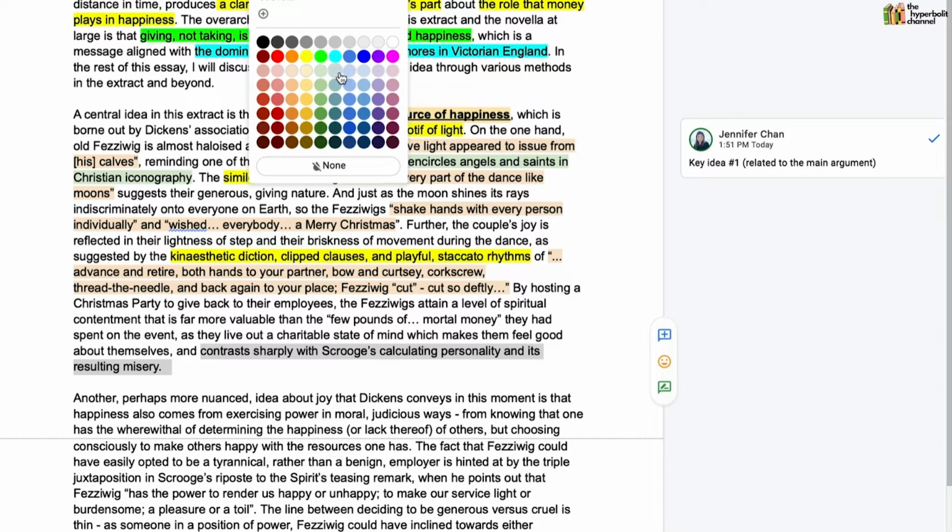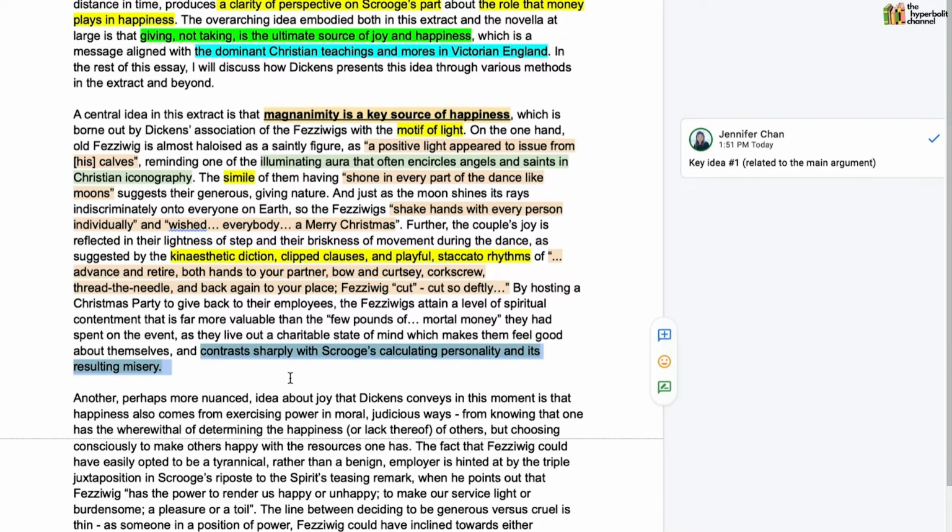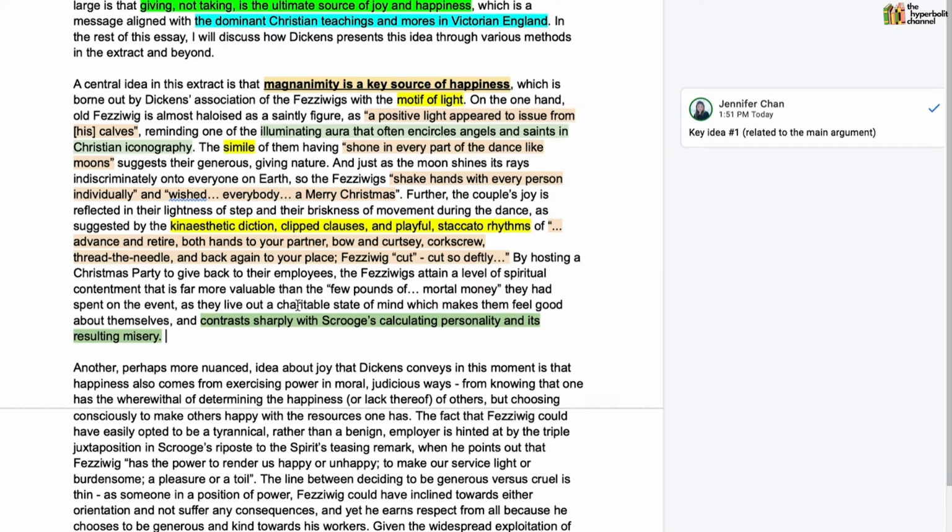So this is fantastic as well, because the student here is engaging already with the novel beyond the extract, right? As she brings in Scrooge, she brings in the older Scrooge as a foil, as a contrast to the Fezziwigs. Very clearly we see in this main body paragraph, again, the student has astutely identified some of the key author's methods with motif, simile, diction, syntax and rhythm, etc., but also, most importantly, explained their effects and how they individually illustrate this key idea, which is that magnanimity results in happiness.